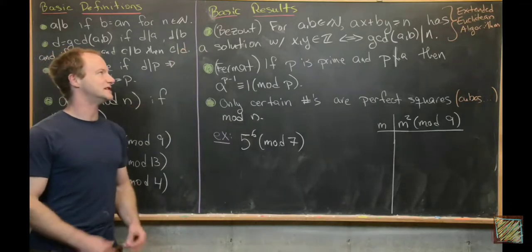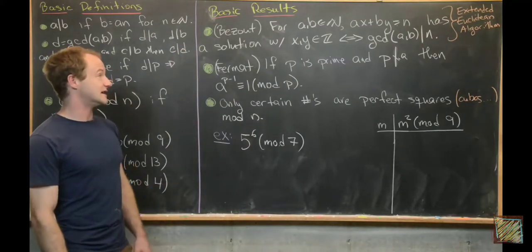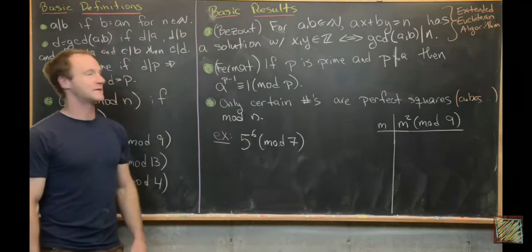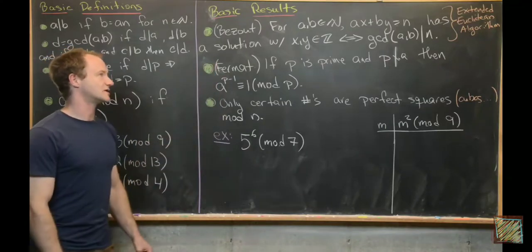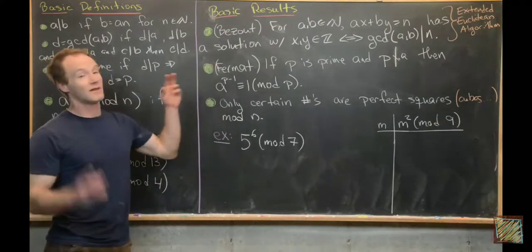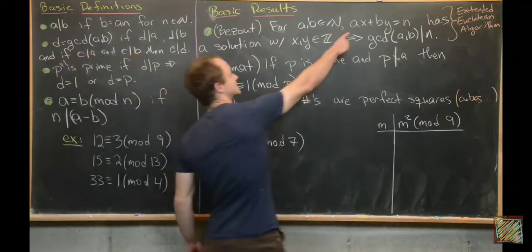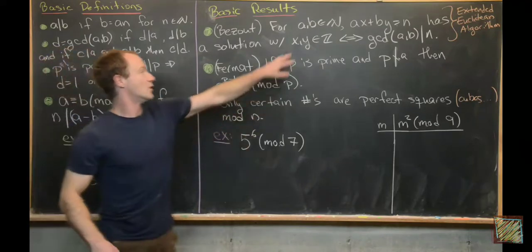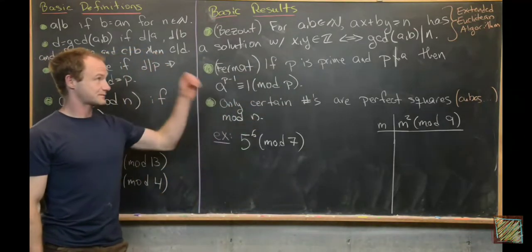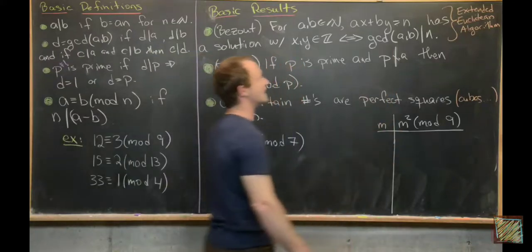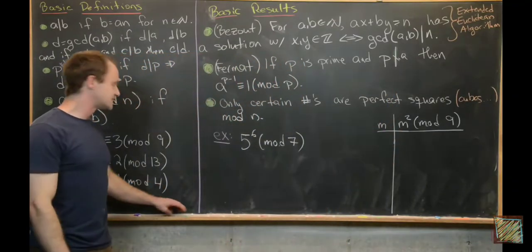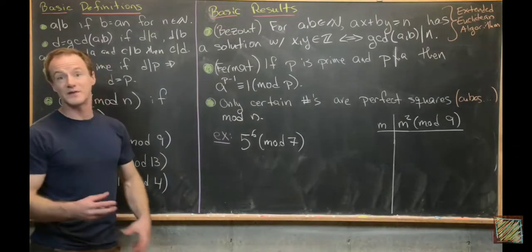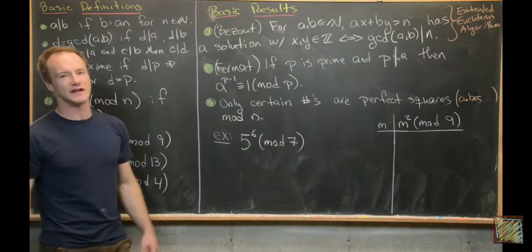The first one is Bézout's lemma, sometimes called Bézout's identity. This is not exactly that identity, but a powerful result that follows from it. For all natural numbers A and B, this linear Diophantine equation, that's what this is called, ax plus by equals n, has a solution with x and y in the integers if and only if the GCD of A and B divides n. So this immediately allows us to figure out if one of these has a solution or not. It doesn't tell you the solution, but it tells you that there is a solution.